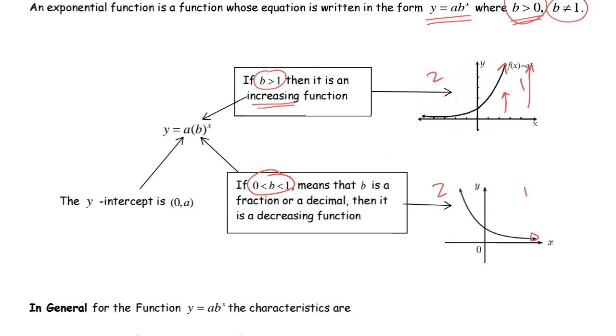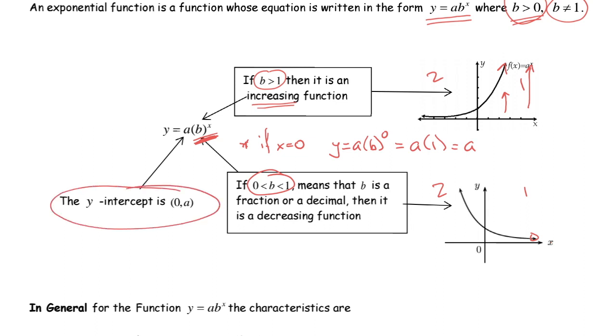Now, because we're dealing with an exponential function, notice that if x is equal to 0, then y is equal to a multiplied by b to the 0. As we saw in a previous video, b to the 0, or any power to the 0 other than 0, is equal to 1. So this is a multiplied by 1, or just a. Remember that when x is equal to 0, that's our y-intercept, so our y-intercept becomes the point (0, a).